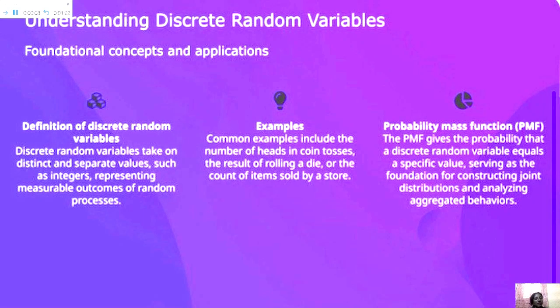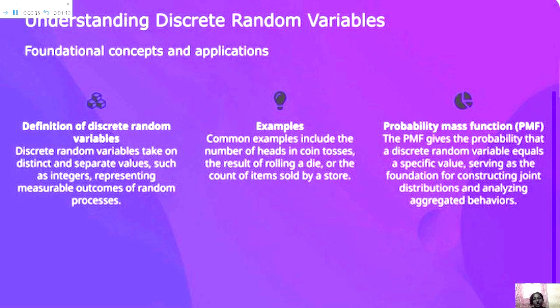Definition of discrete random variables. Discrete random variables take on distinct and separate values, such as integers, representing measurable outcomes of a random process. Examples: common examples include the number of heads in coin tosses, the result of rolling a die, or the count of items sold by a store.